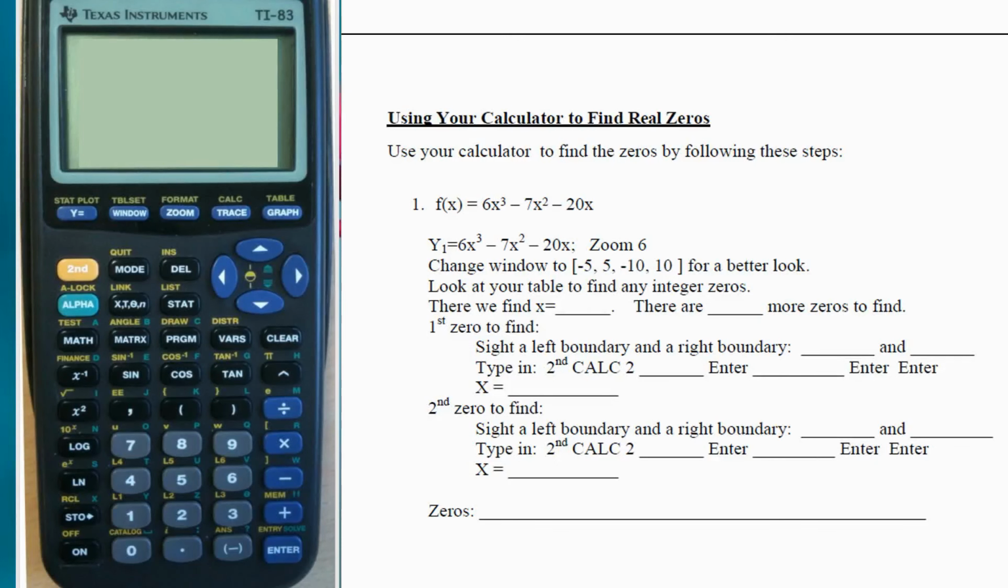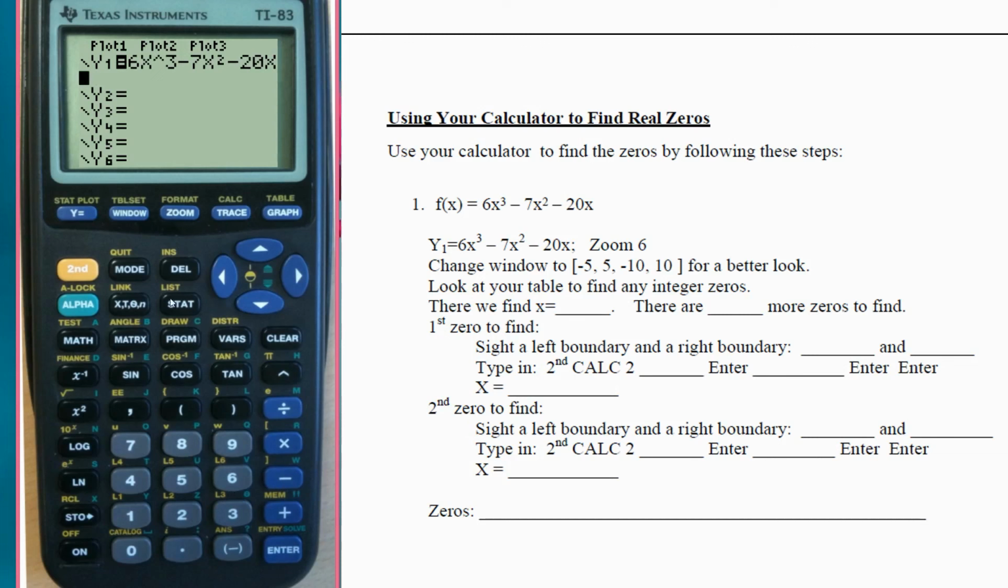We're going to do an example here where we use our graphing calculator to find the zeros. Okay, so the first step, we want to find the zeros of 6x cubed minus 7x squared minus 20x. So the first thing we're going to do is put this function in our y1. So 6x cubed minus 7x squared minus 20x.